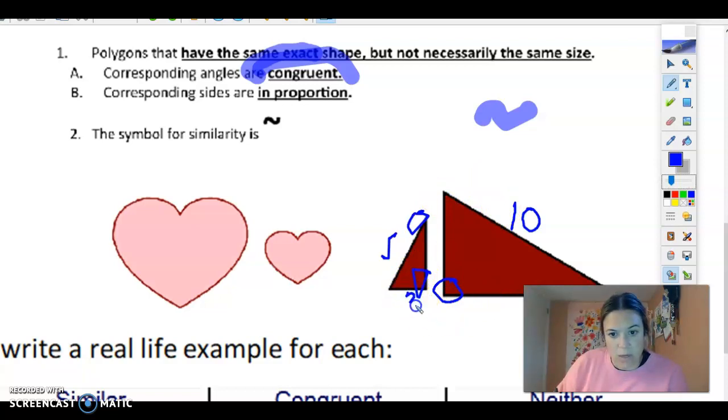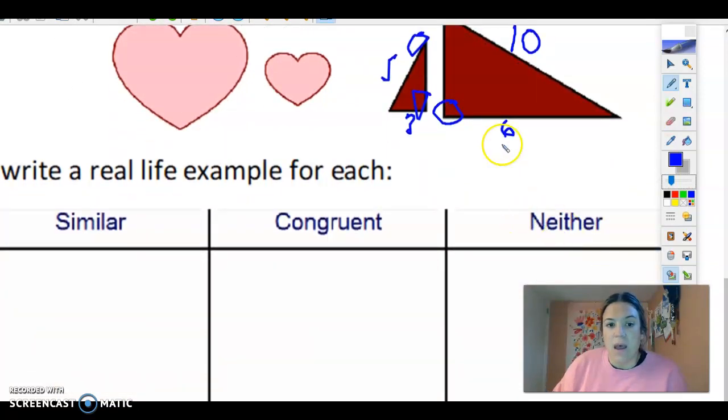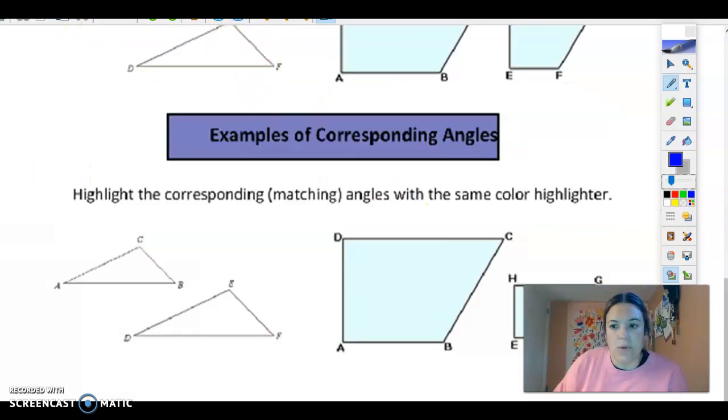So if this is only 3 inches, then the corresponding side has to be 6 inches for it to be similar. If this was 7, these two figures are not similar. So sides in proportion, angles congruent. That's the two big things to remember. Let's go to the next part of your notes.